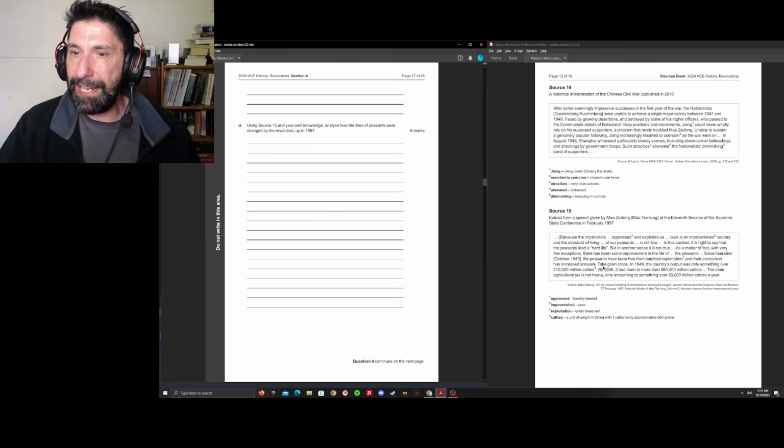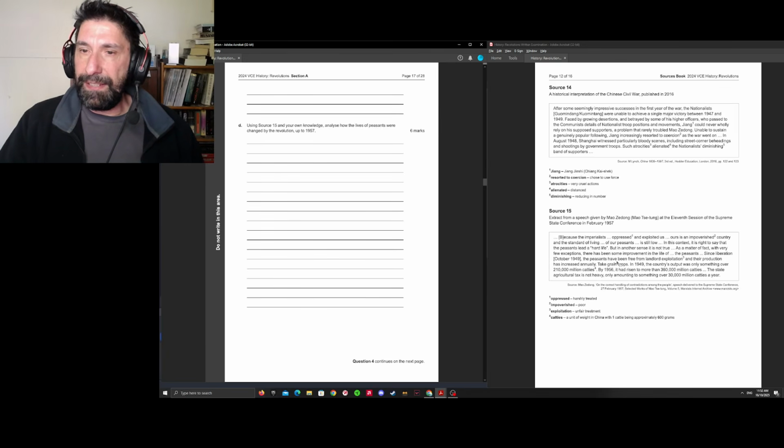Take grain crops. In 1949, the country's output was only something over 210,000 million catties, and it's a unit of measurement, a unit of weight in China, with one catty being approximately 600 grams, so just over half a kilo. By 1956, it had risen to more than 360 million catties. The state agricultural tax is not heavy, only amounting to something over 30,000 million catties a year.